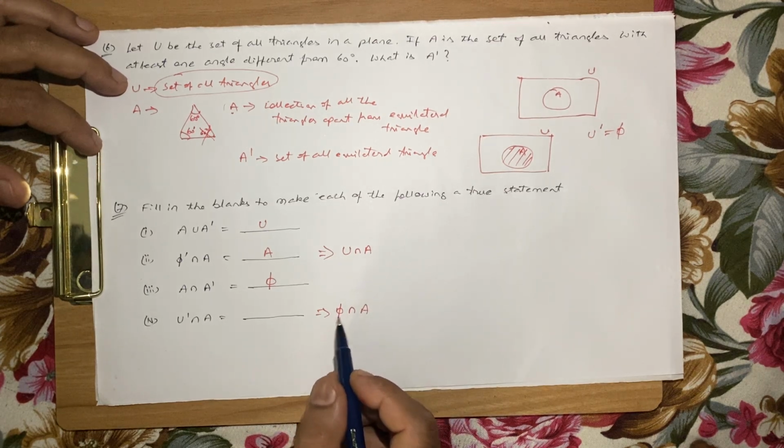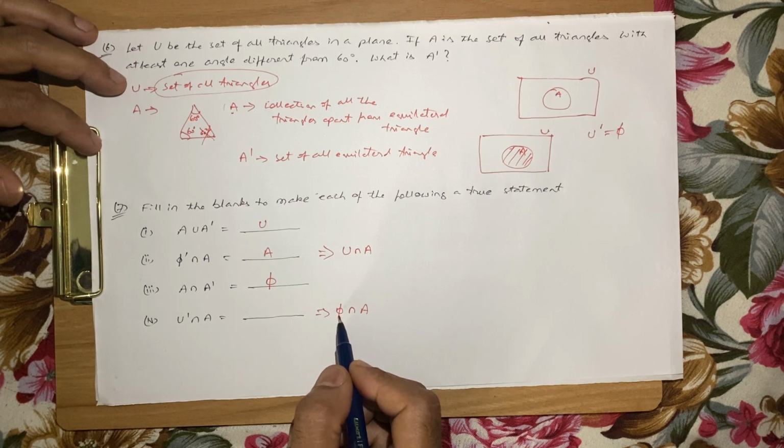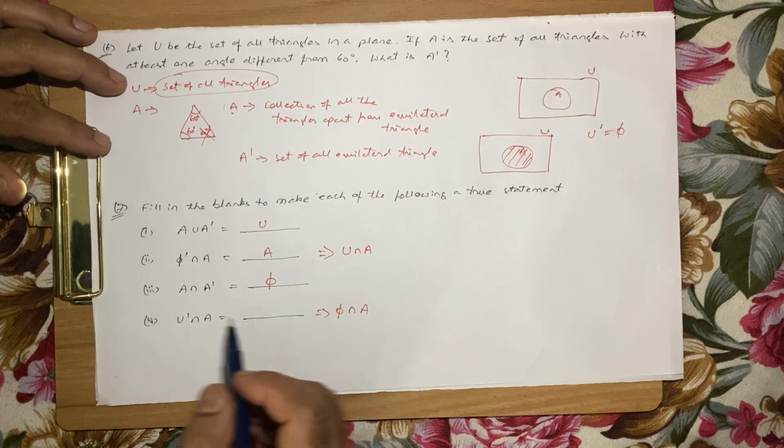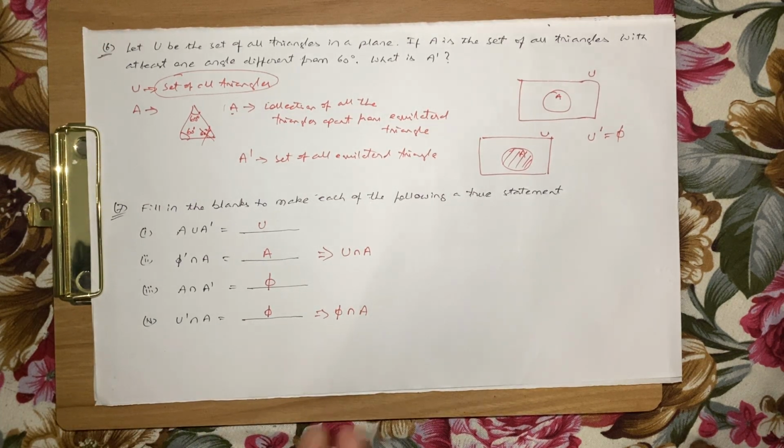Now check, phi is a set that has no elements in it, meaning the null set. So is there anything common between a null set and a set A? No, nothing is common. So it will be phi, once again a null set, because a null set has no elements. So how can it be common to some of the elements that are present in the set A?